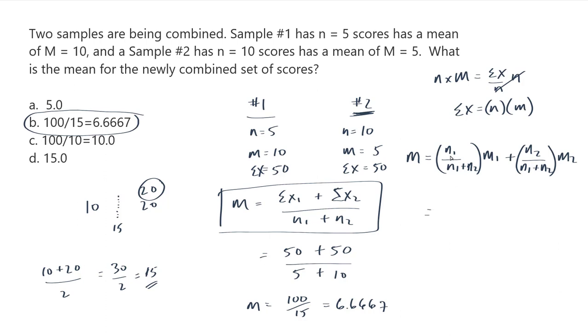So this one ends up being what? 5 over 5 plus 10, so 5 over 15, and my first mean is 10. Add this to the second sample size, which is 10, over the total sample size of 15, and then this is multiplied by the average of 5. This might seem a little bit more confusing at first until you think about it this way. 5 out of the 15 people have an average of 10. Once we've combined our set of scores into a single set, 10 out of the 15 people have an average of 5.